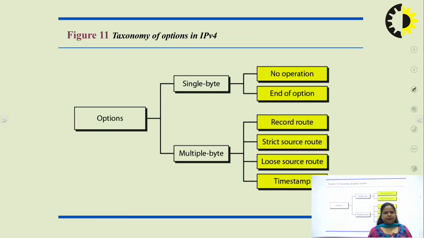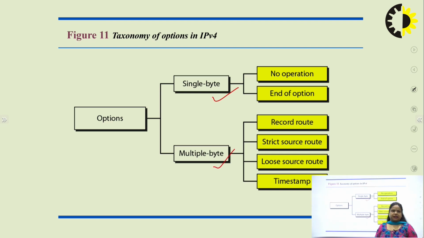Now the last topic we are going to talk about in this question is options. This is the last parameter, where we talk about the different types of options. Options are not required by the datagram. They are generally used for network testing and debugging. They are divided into two categories, single byte and multiple byte.